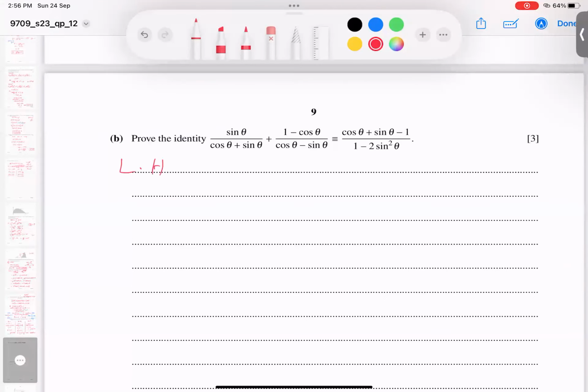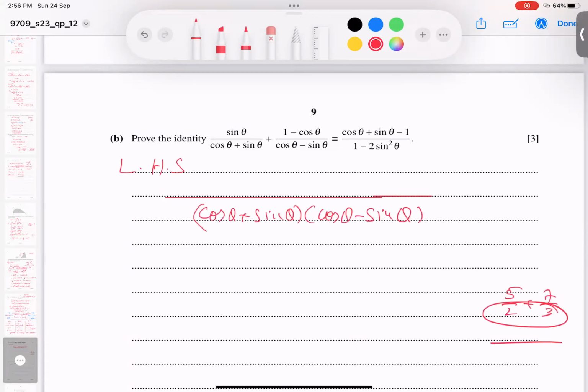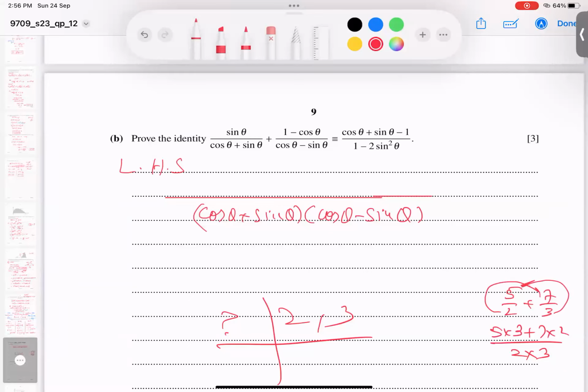So LHS. I take LCM, and LCM is very clear, the product of both values. So cos theta plus sine theta times 2 cos theta minus sine theta. Very interesting part: if 5 by 2 plus 7 over 3 comes, can I take 2 or 3 common? Is something common? The answer is no. So then the product of both numbers is the LCM. In that situation, 3 multiplies there and 2 multiplies there. Same story here. So let's try.